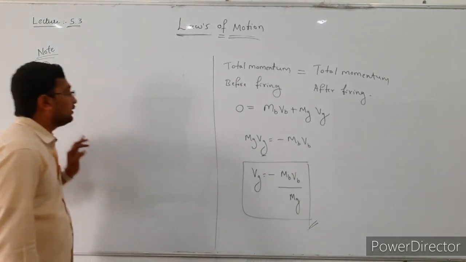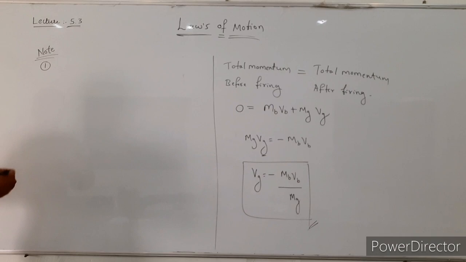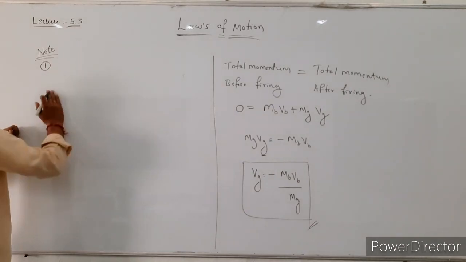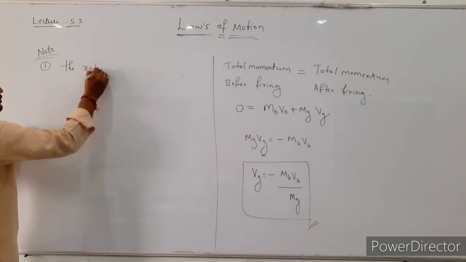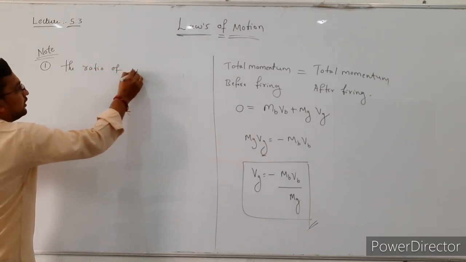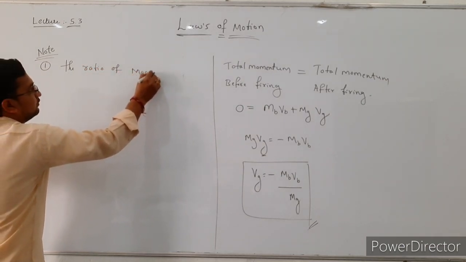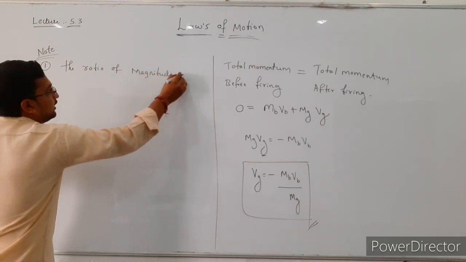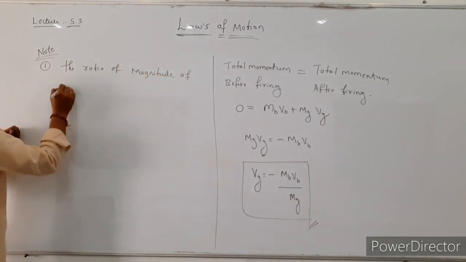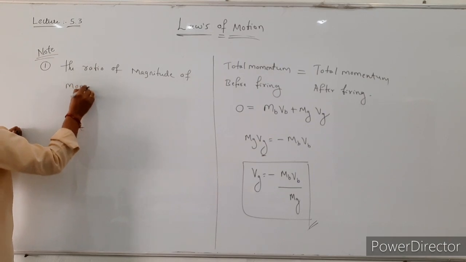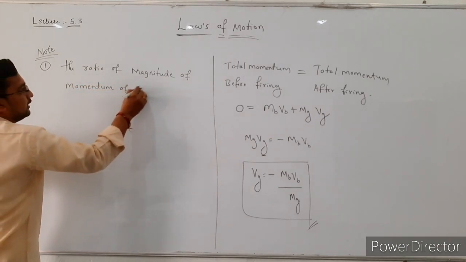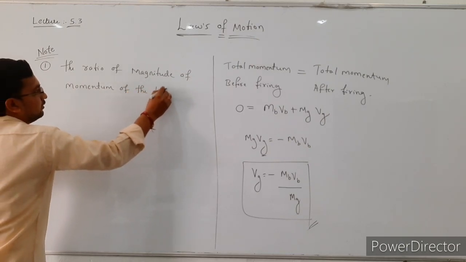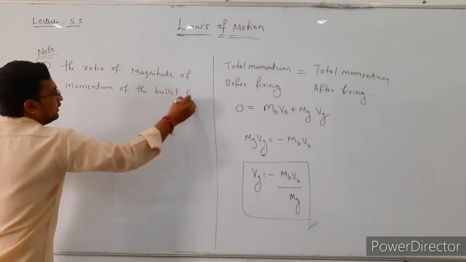Okay, see here, we are going to discuss some important points. The first one is the ratio of the magnitude of momentum of the bullet and gun.